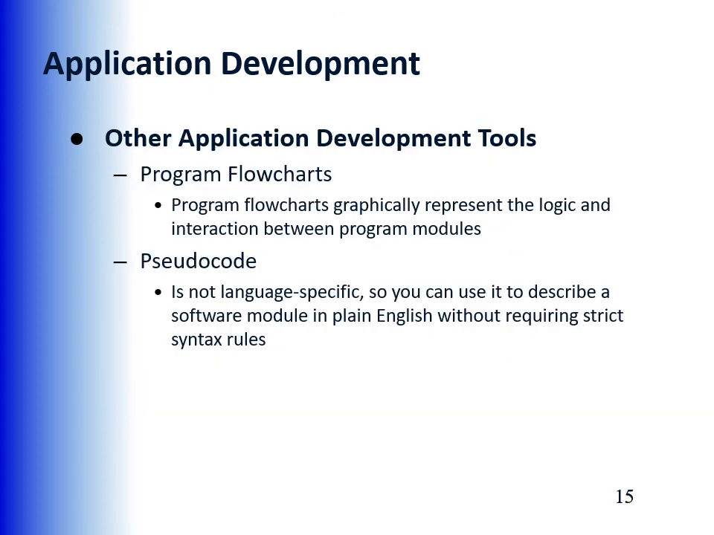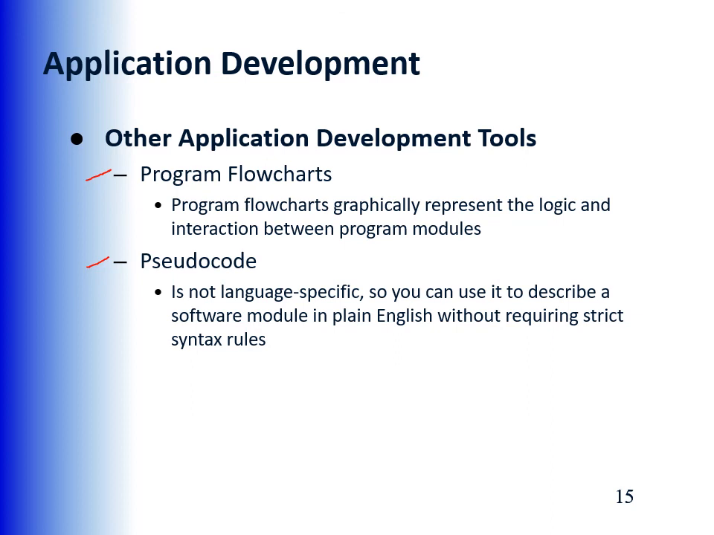Other application development tools are program flowcharts and pseudocode. A flowchart represents logical rules and interaction graphically, using a series of symbols connected by arrows. Using flowcharts, programmers can break large systems into subsystems and modules that are easier to understand and code.